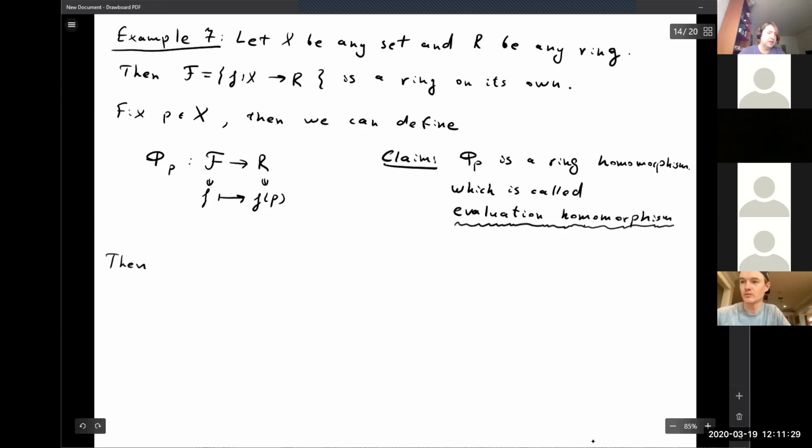So then the kernel of this phi sub p is precisely the collection of all functions from X to R such that the value of this function at the point P equals 0. And this kernel is a subring of F.